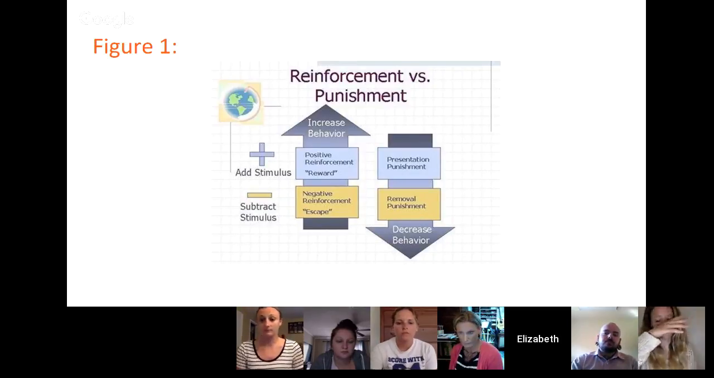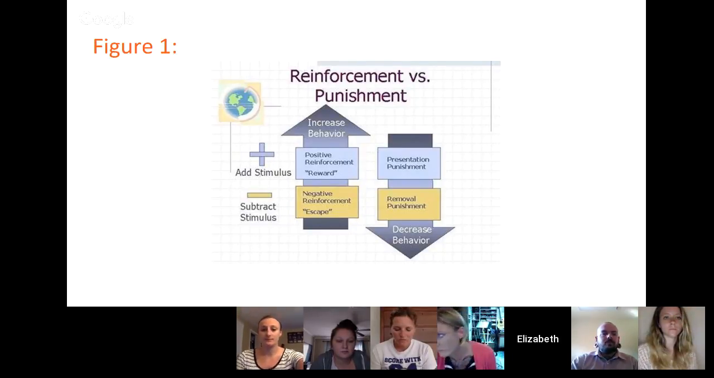Adding a non-preferred aversive stimulus following a behavior is positive punishment. And removing a preferred stimulus following behavior is negative punishment. As you can see by the figure, reinforcement increases the future frequency of behavior and punishment decreases the future frequency of behavior. An example of positive punishment, often confused with negative reinforcement, is shown in the following video.